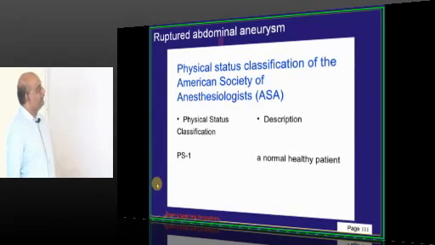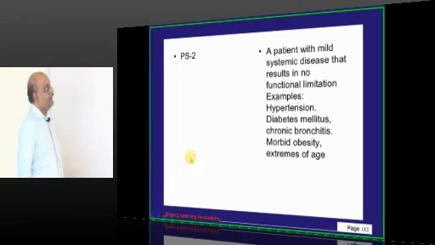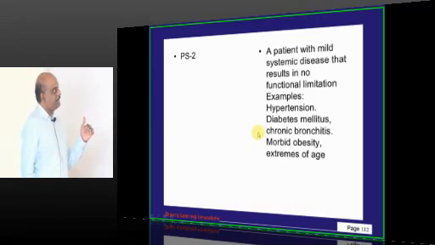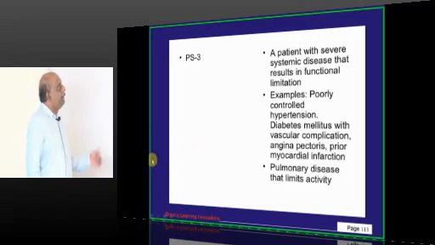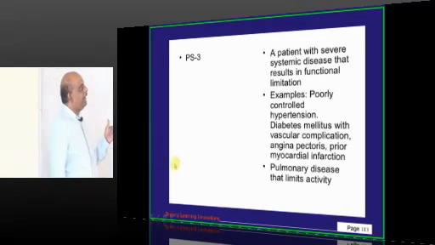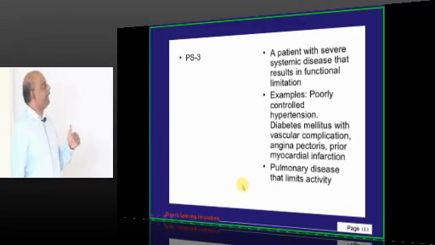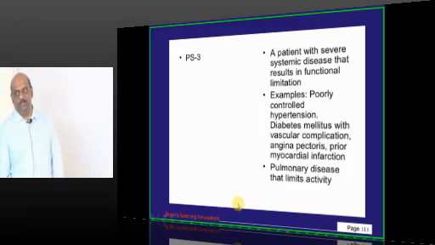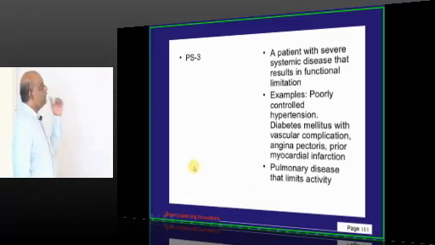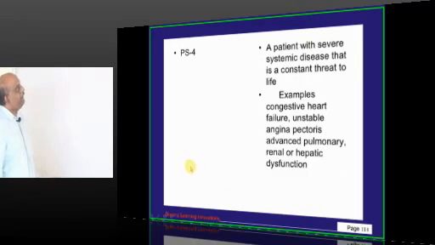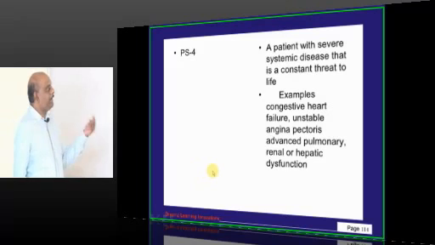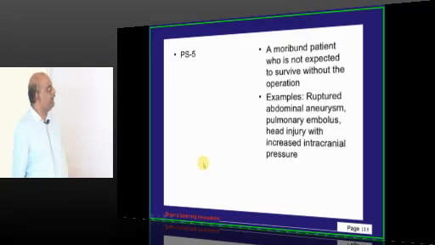ASA has given, based on the physical status, a classification. A normal healthy person is called PS1. Patient with mild systemic disease like hypertension, diabetes, bronchitis is PS2. Patient with severe systemic disease leading to functional limitation, for example a diabetic patient with a vascular complication, is basically PS3. PS4 is typically where there is a threat to life, like advanced pulmonary, renal or hepatic dysfunction or CHF, is PS4.